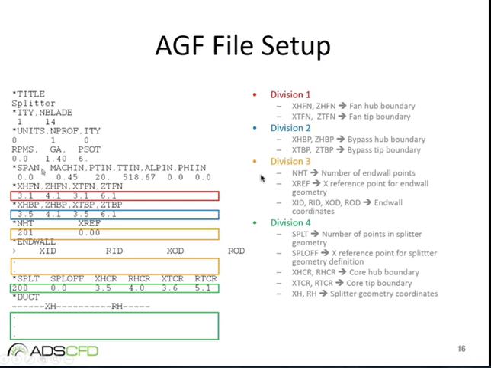Once we get past these standard inputs, the first row after that is going to be our fan interface location. There are 4 parameters here. We have the X position for the fan exit ID location, then the R position for the fan exit ID location, followed by the X and R components for the fan OD location. Next line, we have the bypass X and R hub location, and then the bypass X and R tip or OD location.